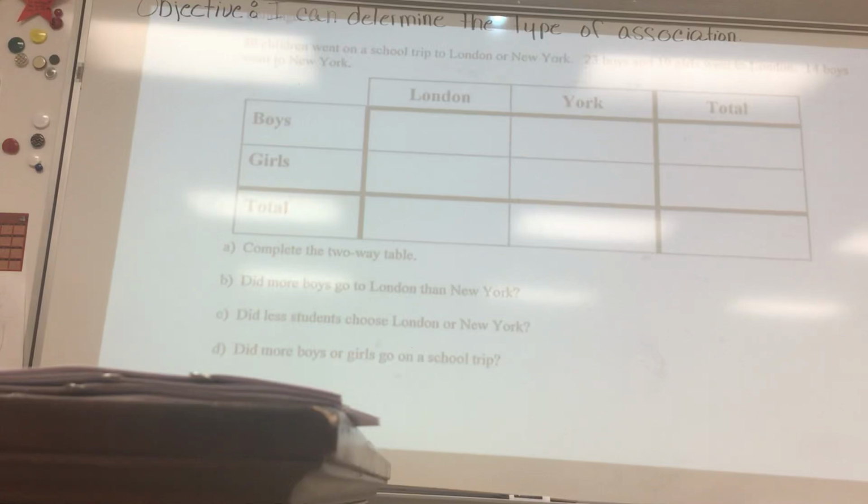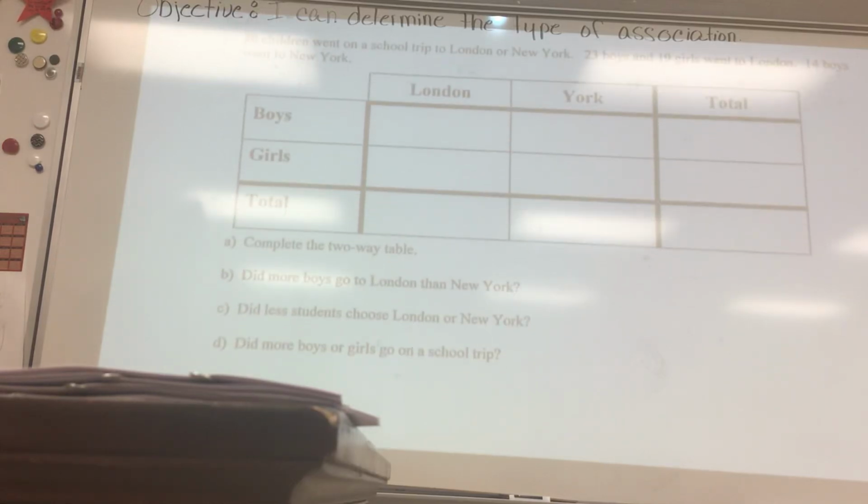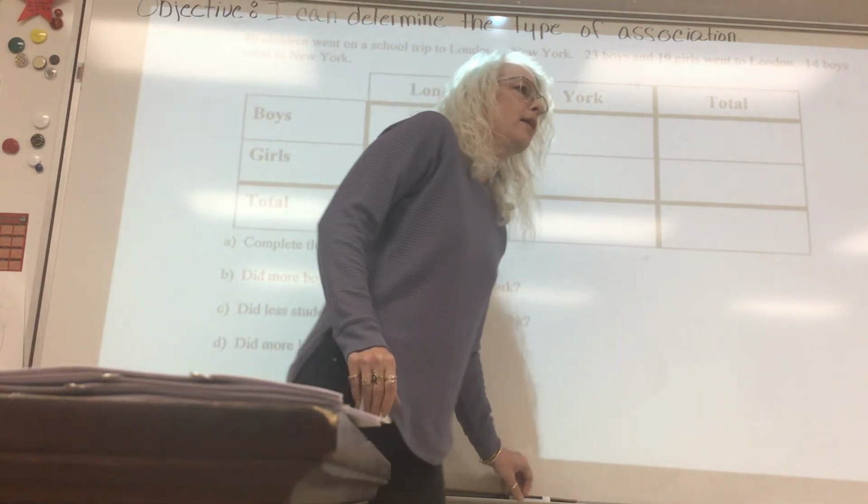Okay, so on Bellringer 59, it says 80 children went on a school trip to London or New York. 23 boys and 19 girls went to London. 14 boys went to New York. Complete the two-way table is part A.